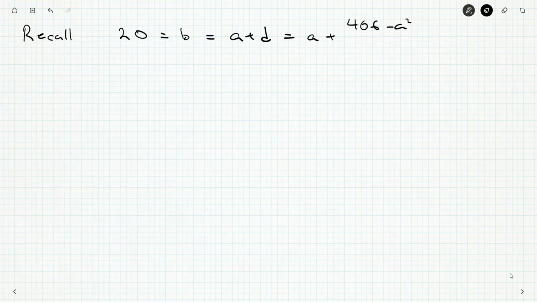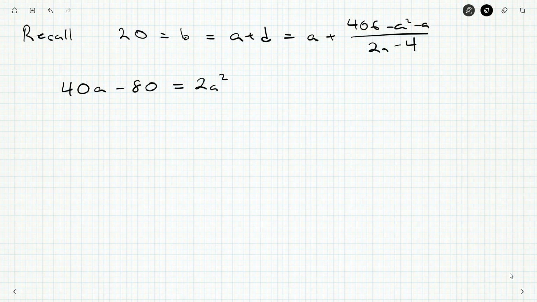We can say something like, recall 20 is B, which is A plus D. So that's A plus 406 minus A squared minus A all over 2A minus 4. Multiply by 2A minus 4 on both sides. So you'll get 40A minus 80 is 2A squared minus 4A plus 406 minus A squared minus A.